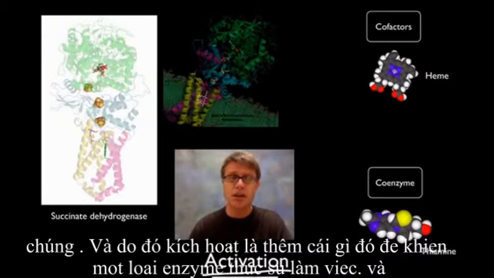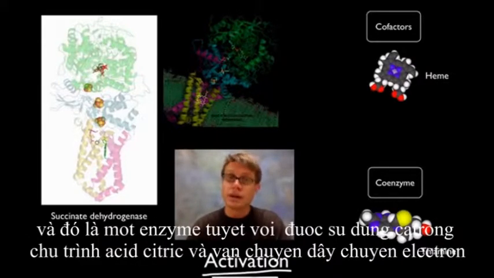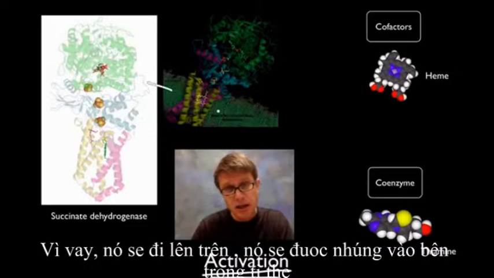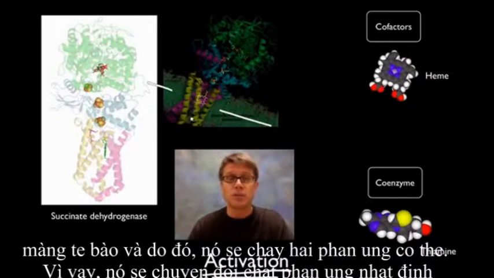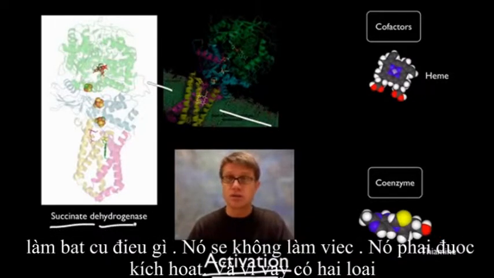And so activation is adding something to an enzyme to actually make it work. And so you don't have to remember the names of these, but this is succinate dehydrogenase. And it's a cool enzyme that's used both in the citric acid cycle and the electron transport chain. So it's going to be embedded in that inner mitochondrial membrane. And so it's going to run two specific reactions. So it's going to convert certain reactants into products. But if you just build succinate dehydrogenase by itself, it doesn't do anything. It's not going to work. It has to be activated.